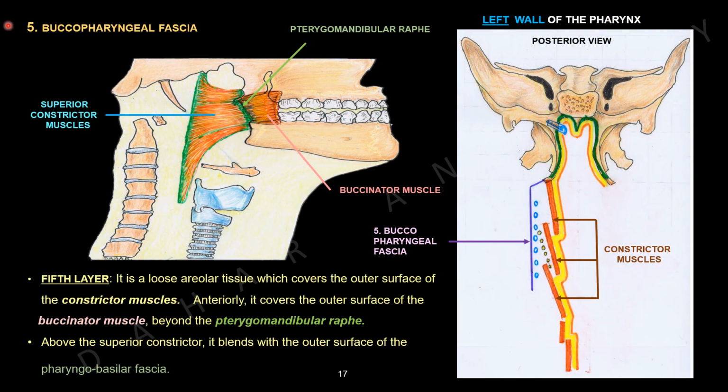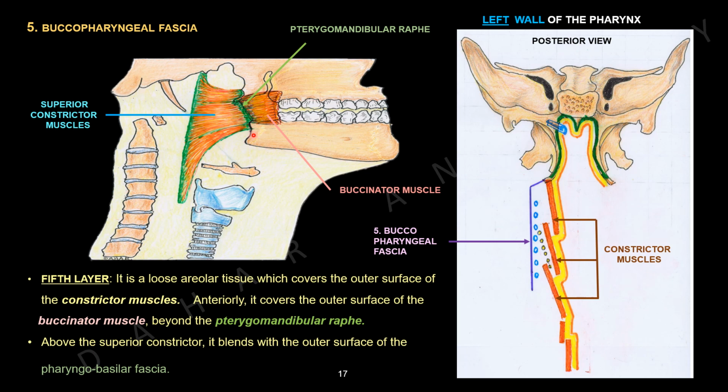Now, outside the fourth layer, that is the muscle layer, next to that is the buccopharyngeal fascia, the fifth layer, the outermost layer. Let's see the diagram first. This is the medial pterygoid plate. This is the mandible. We have already mentioned that between the hamulus and mandible we have the pterygomandibular raphe.